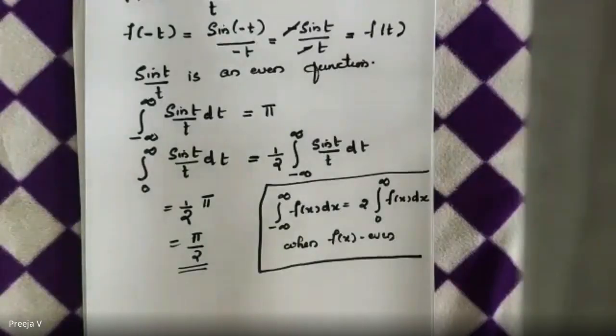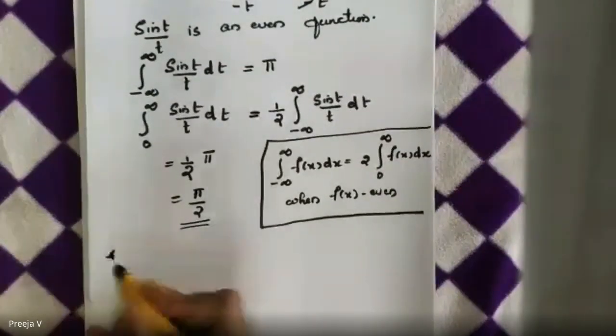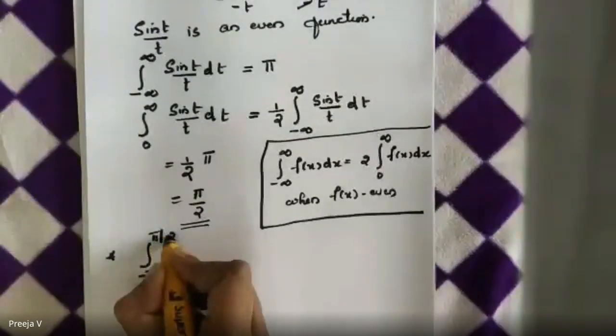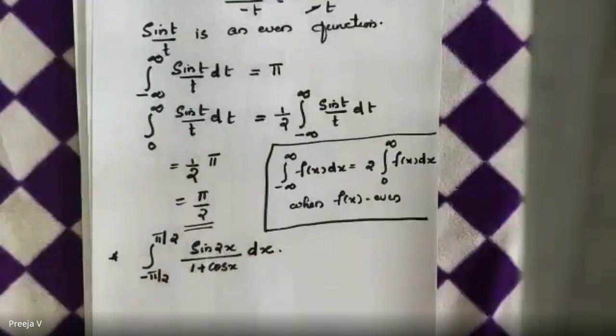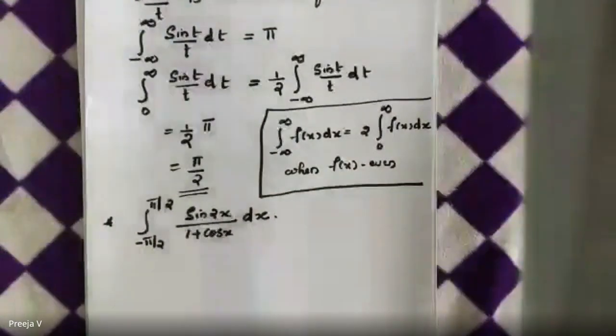The next question. The integral from minus pi/2 to pi/2 of sin 2x divided by 1 plus cos x dx. How can we integrate this? Here also we are applying a property of integrals. I have given a clue, now see whether you can do it. It is the same property of integrals that we apply here.